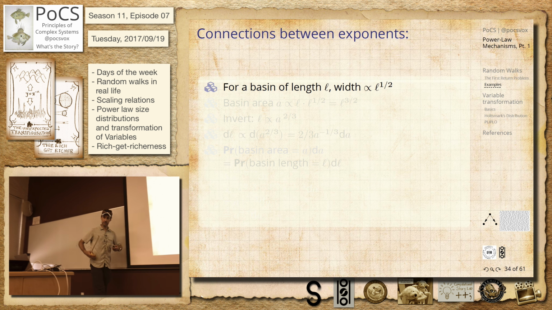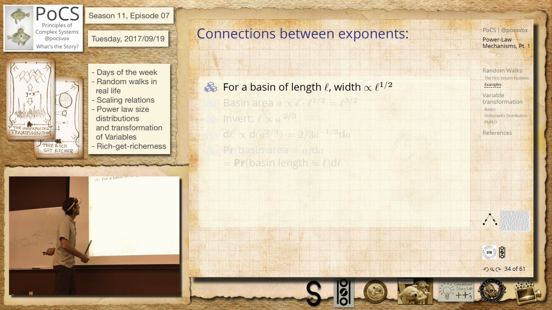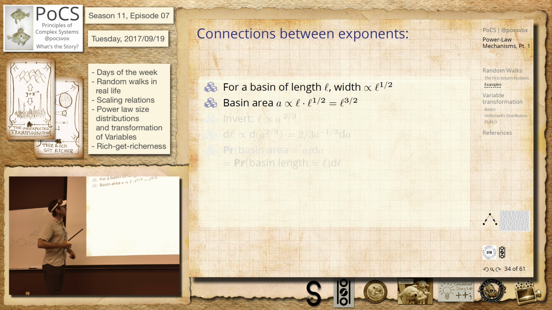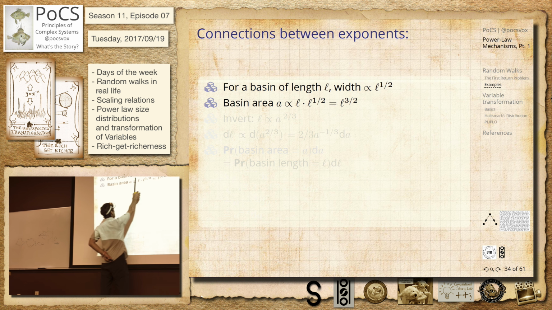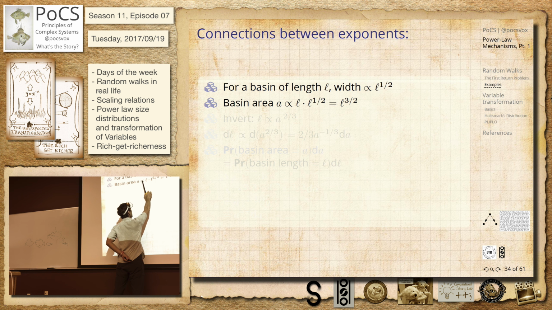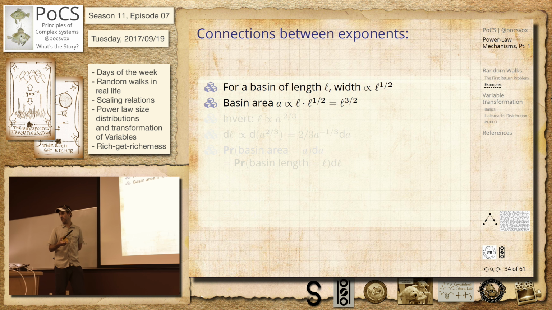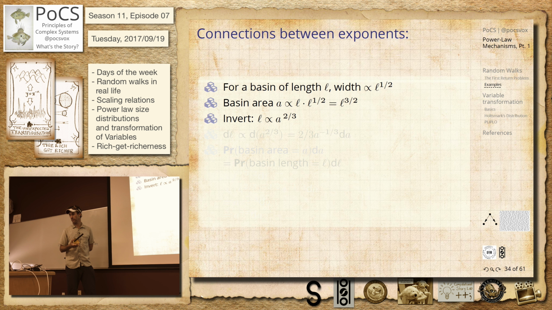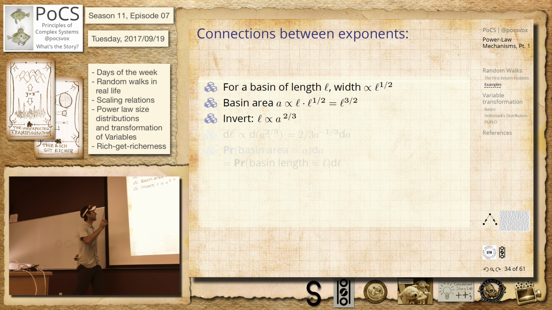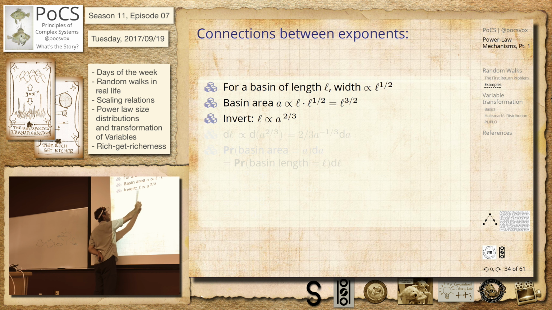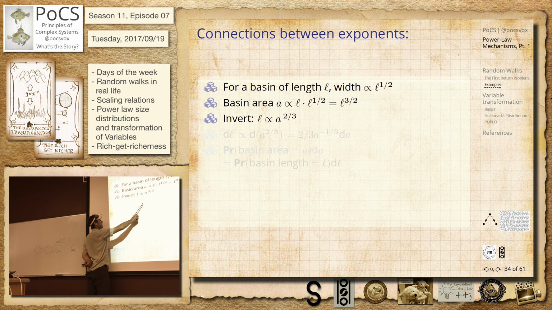Because we know something about how these things grow, we can start to do a few pieces like this. We can say the area is going to be proportional to the length of the basin times L to the half. So now we have an L to the 3/2. And then this is just an important little piece here. This is the variable transformation, right? We have a distribution for length, and we want to find the distribution for area. So we'll connect them like this.